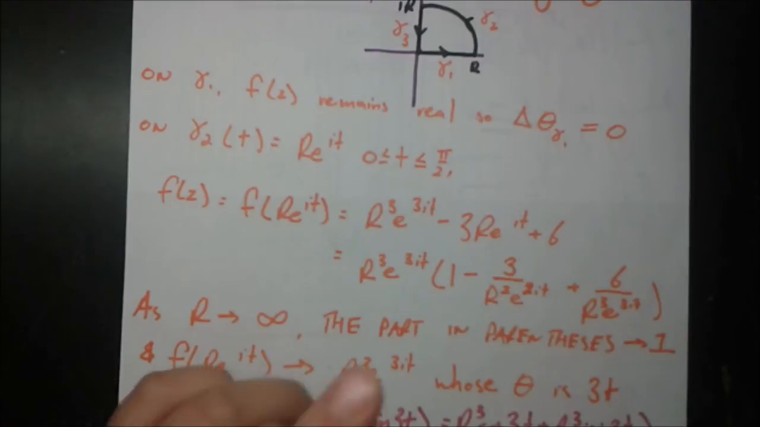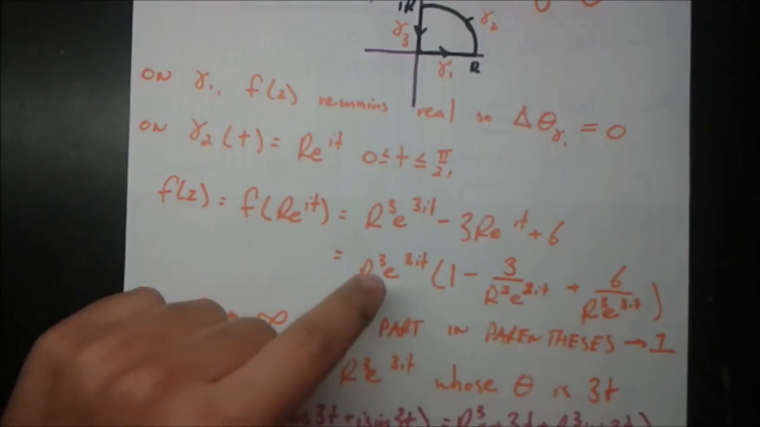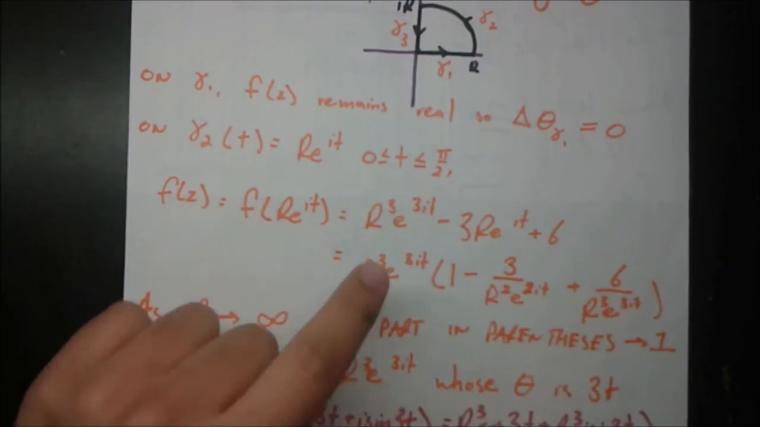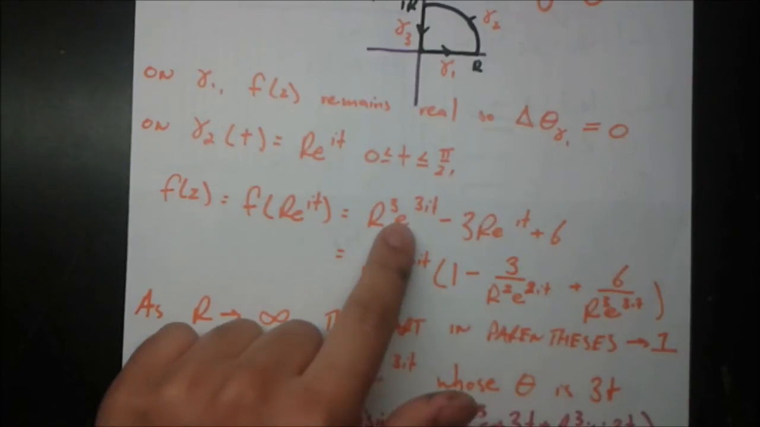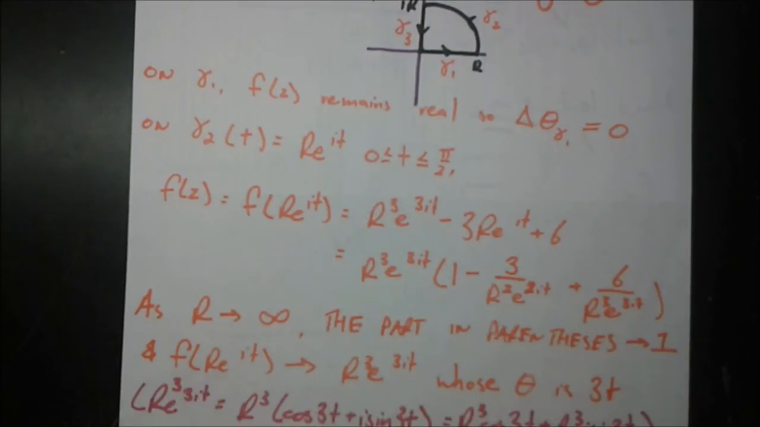Now what we're going to do, this is basically common practice, what you should do: you factor out r cubed e to the 3it. So I factor that out, and this term becomes a 1. This term becomes a 3 over r squared e to the 2it. And this term becomes a plus 6 divided by r cubed e to the 3it.